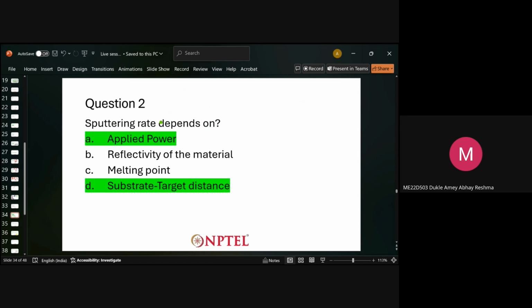From the process you can imagine what the two factors are. Since there is no melting, argon is hitting, gold is coming out, there is no melting of the substrate happening, so the melting point will have no role, and the reflectivity of the material will also have no role to play, because here there is no light or laser or anything involved. There's an argon atom which is going and hitting the material. So that is why the only two factors it depends on are the applied power and the substrate target distance. I hope it was clear. We'll move to the next question.